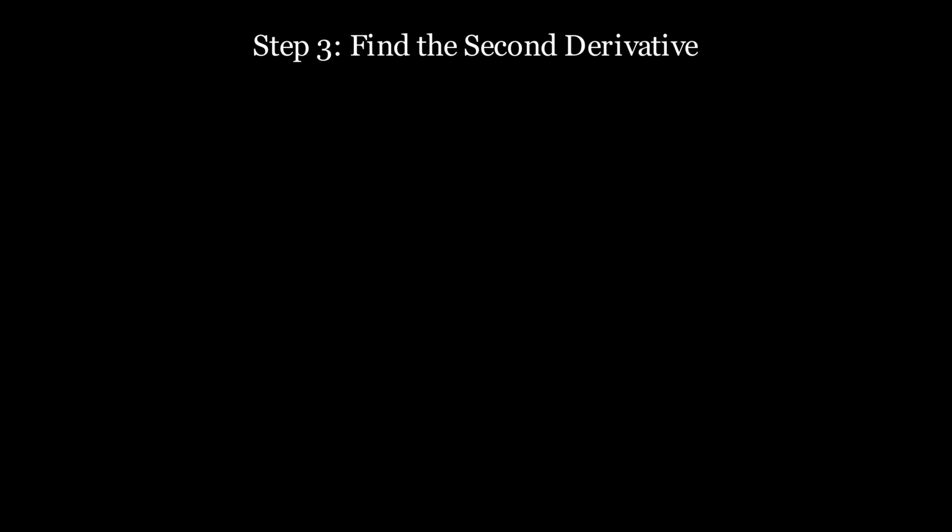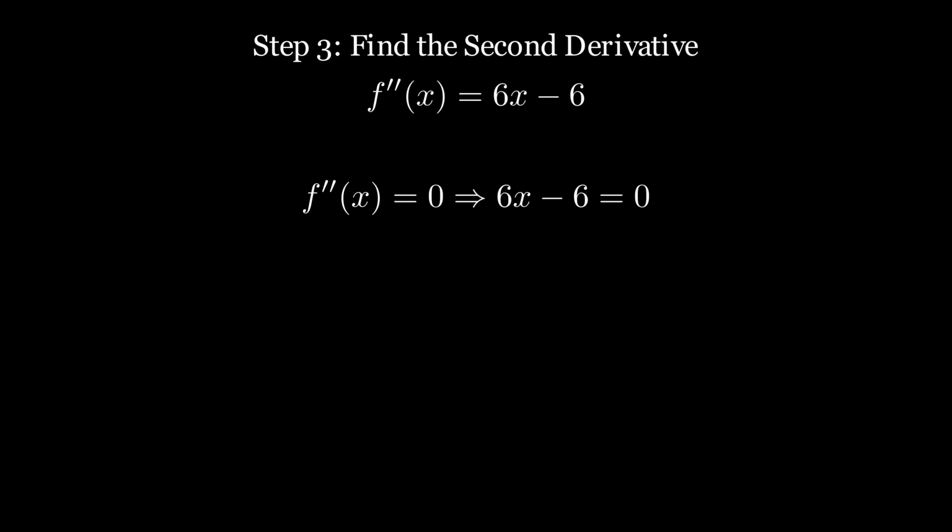Now for the last step, almost. Find the second derivative. The second derivative of the original function is 6x minus 6. We can set this equal to 0 and solve for x, and we'll get 1.